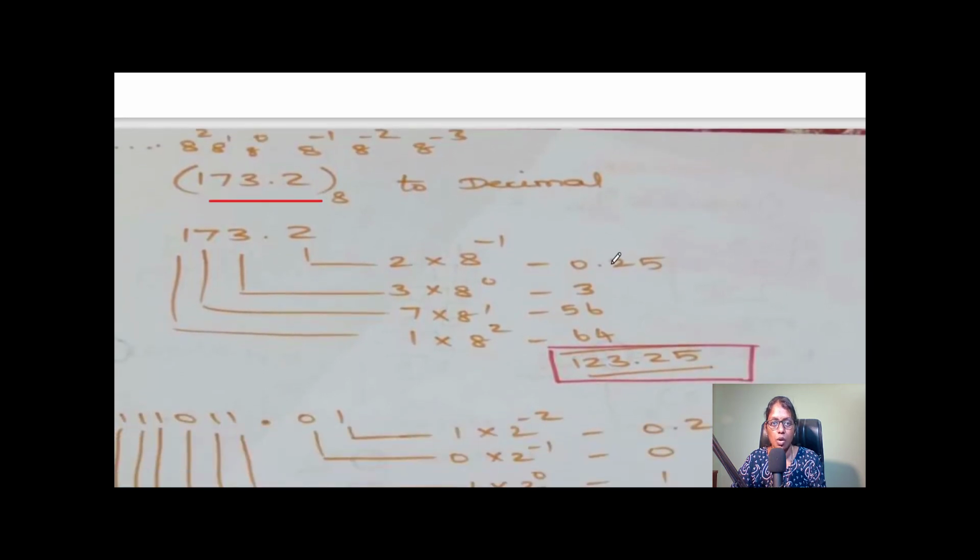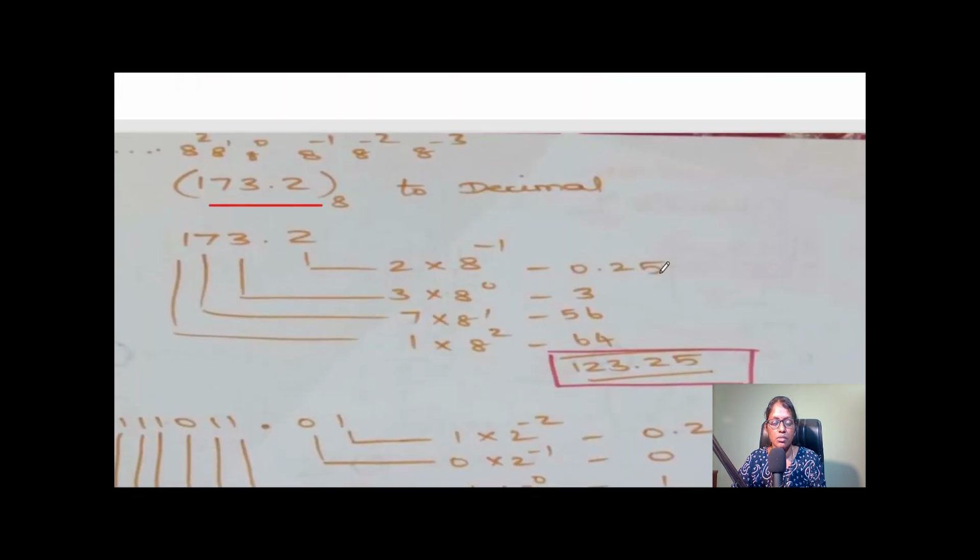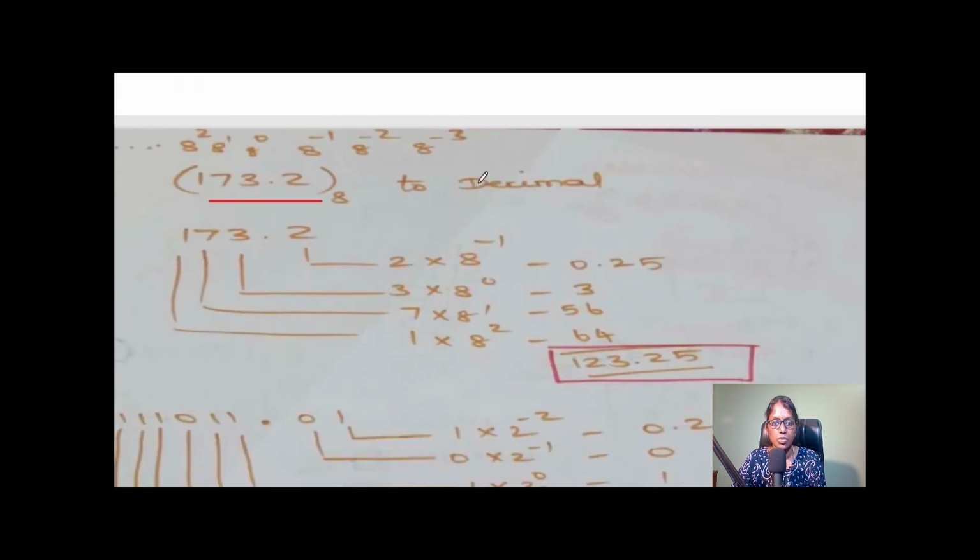173.2, this is an octal value. How to convert this into decimal? Just write, after the decimal, 2 into 8 to the power -1. Here 3 into 8 to the 0, 7 into 8 to the power 1, 1 into 8 to the square. And so if you see, the answer is 123.25.